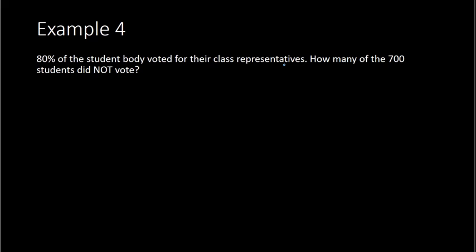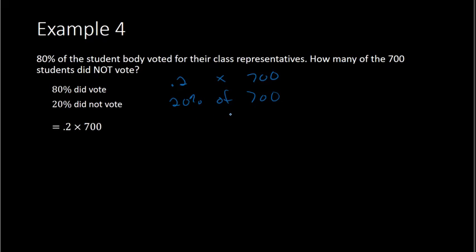Example 4. 80% of the student body voted for their class representatives. How many of the 700 students did not vote? So if 80% did vote, that means 20% did not vote. So what I need to do essentially is find 20% of 700. So 20% of 700, the word of means multiply. So 0.2 times 700, and that will give me my solution.